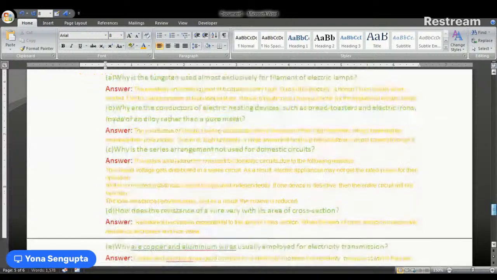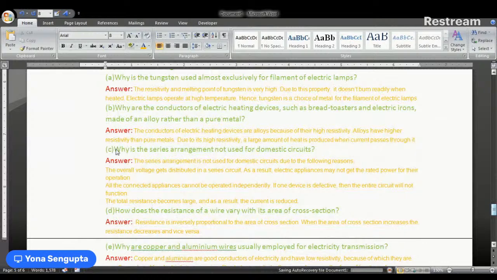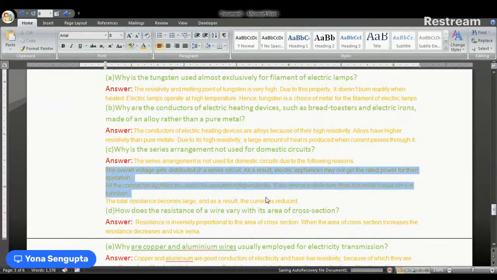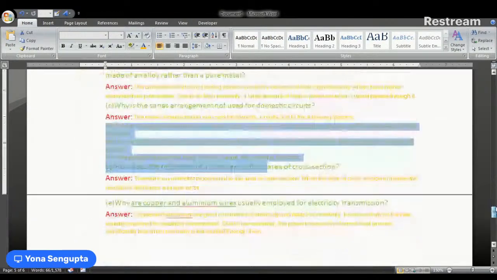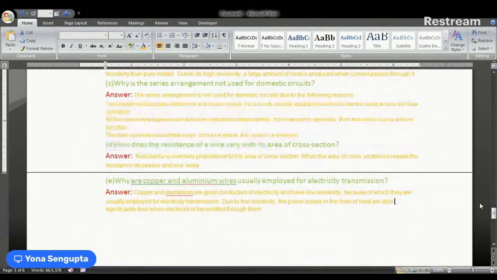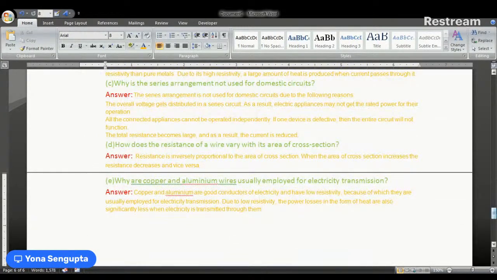Okay, so these are the three reasons for number C. Next, after C we have D, then E.